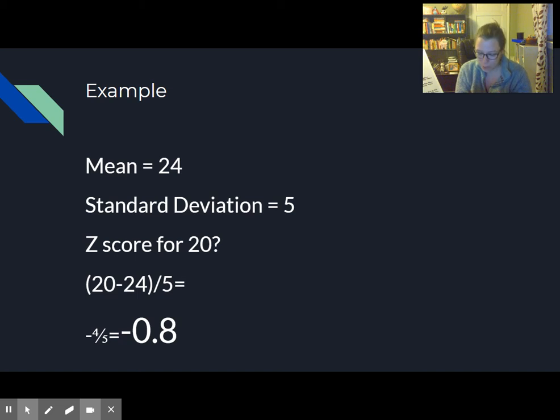Negative 0.8, that is that many standard deviations. So our standard deviation is 5. I'm going to take negative 0.8 and multiply that by 5. That tells me negative 4. That tells me that my score is 4 less than the mean. Well, that makes sense. That's exactly what we see.